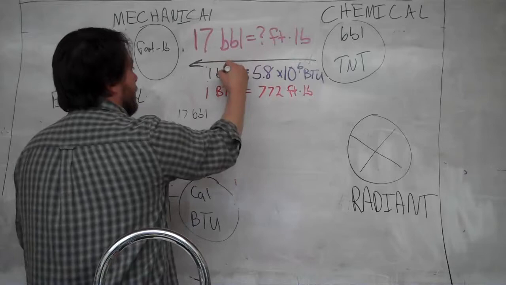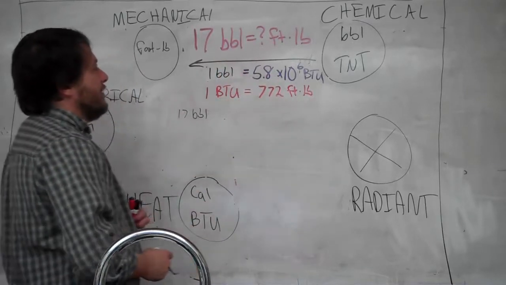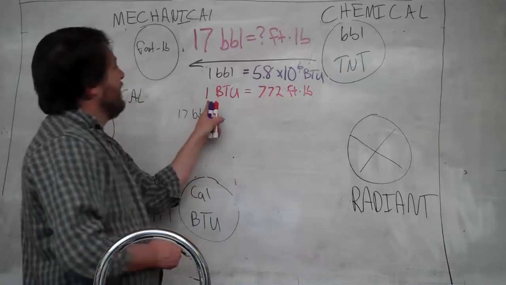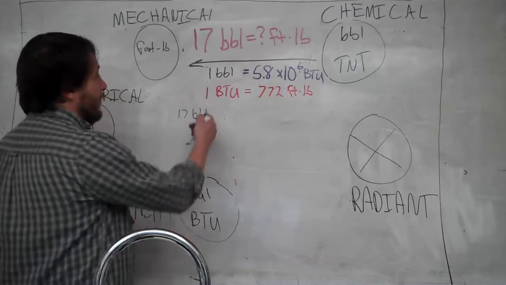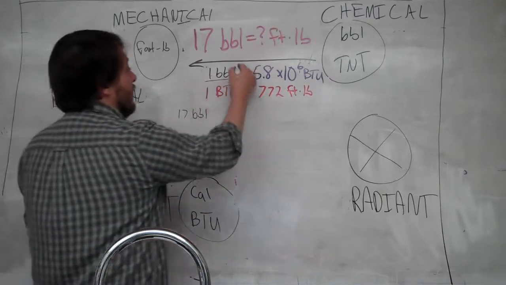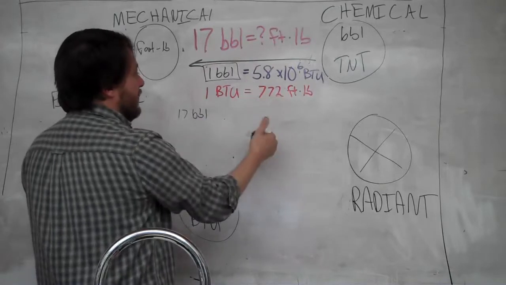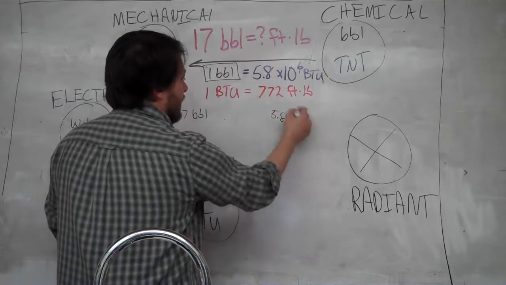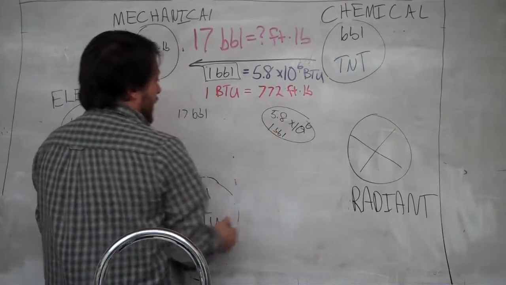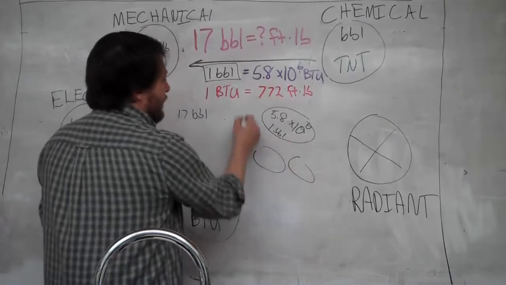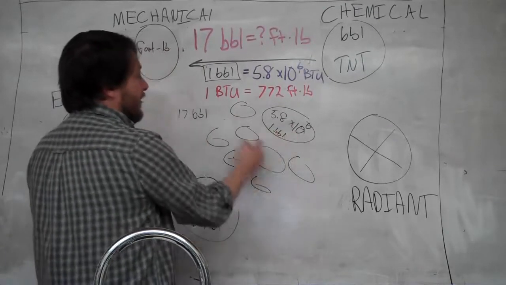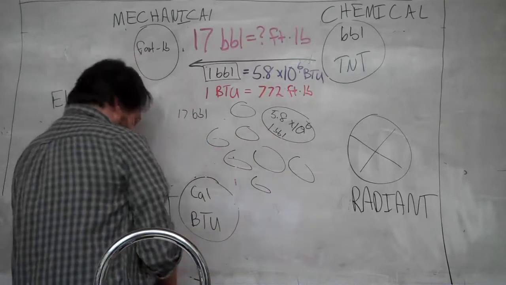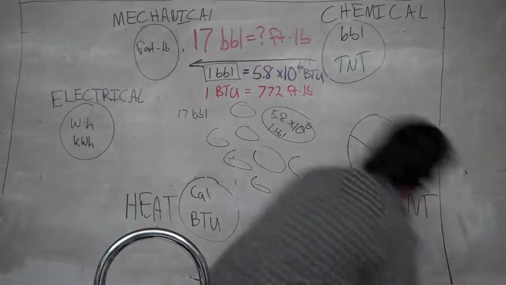1 barrel of oil is a certain number of BTUs. If 1 barrel of oil is 5.8 times 10 to the 6th BTU, and I have 17 barrels, it's a matter of asking how many of these I multiply. I need to multiply by 17, because this is how much 1 is, and I have more than that. All right, so let's do that.